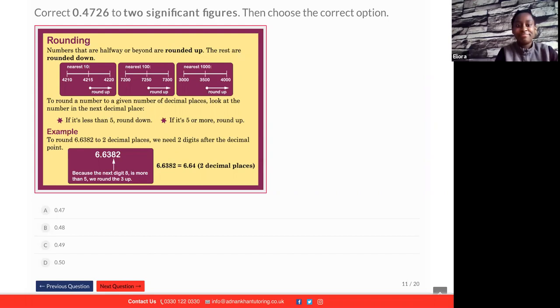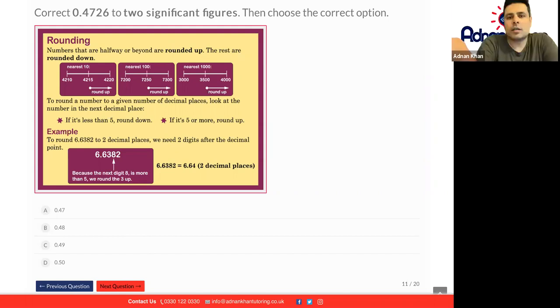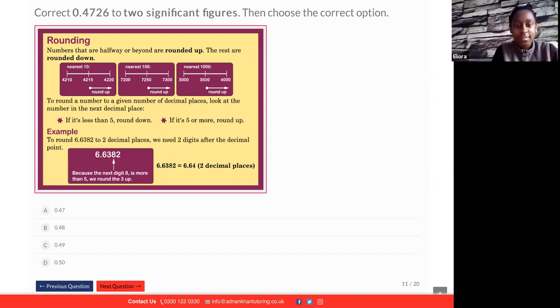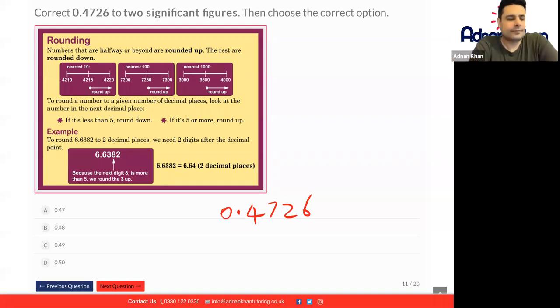Hi. Yeah. Hi, Eliora. You okay? Yeah, I'm good. How did you find the significant number practice there? Is it A? Okay, good. So 0.4726. Now this is to 2 significant figures, so be careful with this.